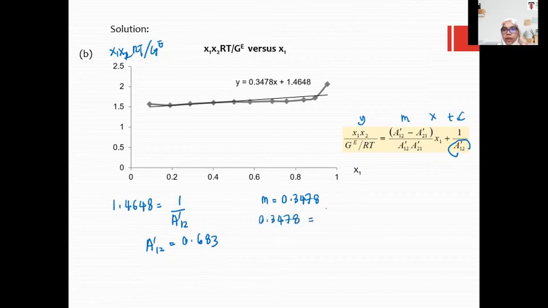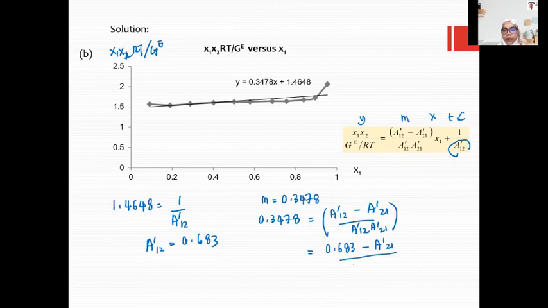0.3478 equal to A1 prime 1 2 minus A 1 A prime 1 2 A prime 2 1. So insert the value of A1 prime, so 0.63 minus A over A 0.683, and then you can get the value of A21 equal to 0.552. So this is how we obtain the constant from the Van Laar equation.